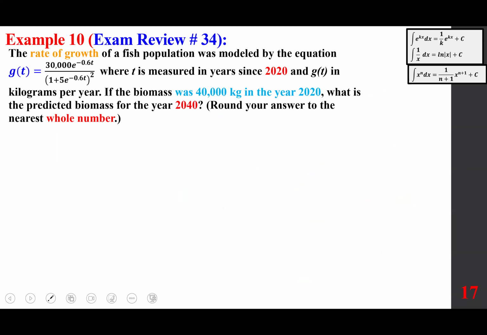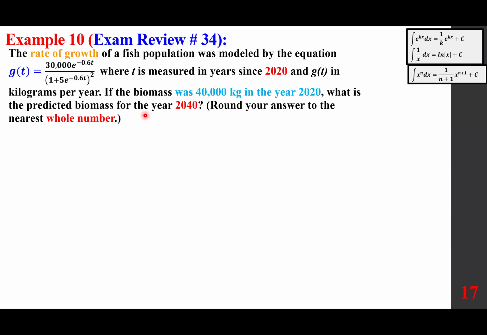Let's look at an application. The rate of growth of a fish population was modeled by the equation g of t equals 30,000 e to the power of −0.6t over (1 + 5e to the power of −0.6t) quantity squared, where t is measured in years since 2020 and g of t in kilograms per year. If the biomass was 40,000 kilograms in the year 2020, what is the predicted biomass for the year 2040, rounded to the nearest whole number?